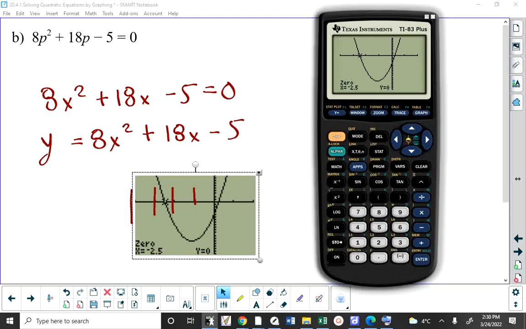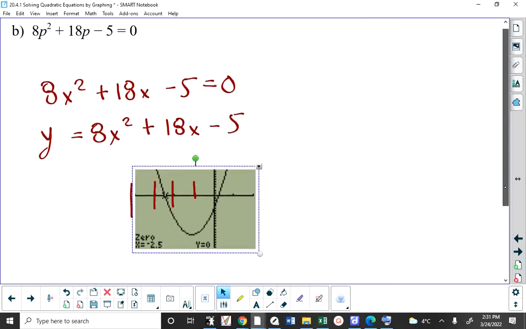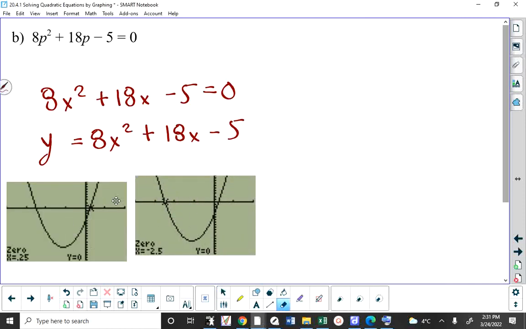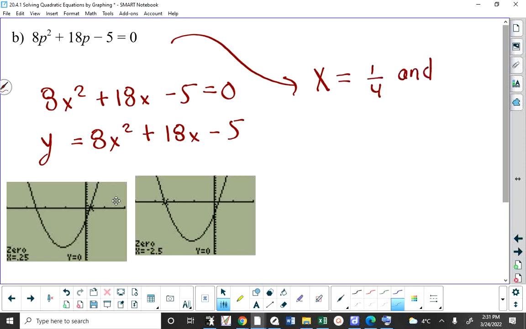I can do the same thing with the other one. I can see it's between 0 and 1, so calculate the zero. Left would be at 0, right would be at 1, and it's 0.25. You convert both of those to fractions, and you get the solutions to the equation: x equals 1/4, and x equals -5/2. Are we okay with that one?